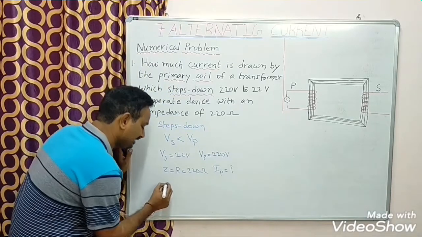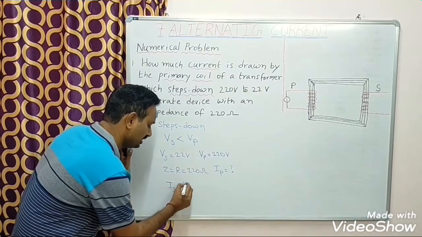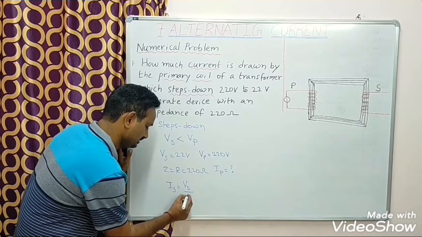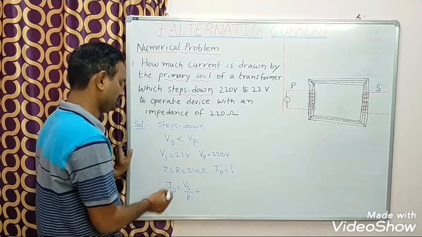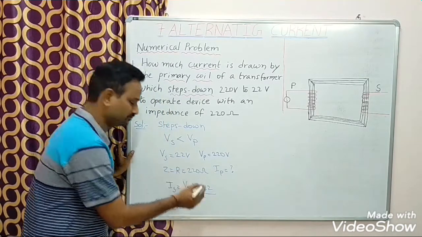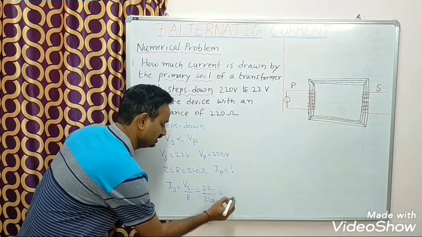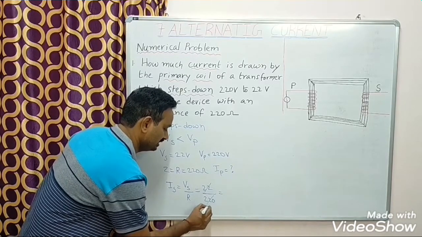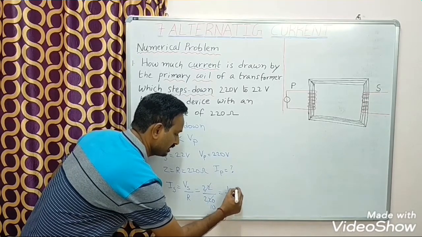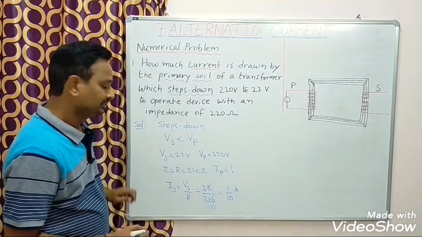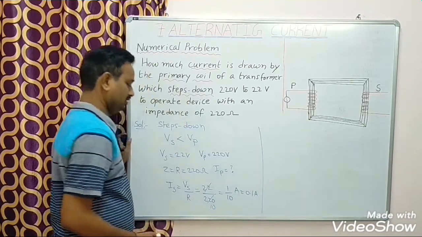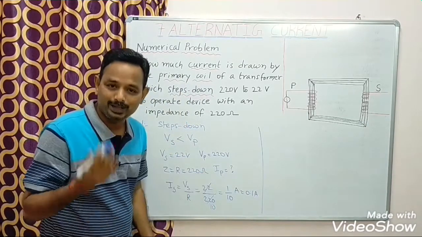Current in the secondary coil is equal to voltage in the secondary coil by resistance. That is voltage in the secondary coil, 22, by resistance, 220 ohm. That is equal to 22 by 220. Ten times, you get 1 by 10 ampere, that is equal to 0.1 ampere. Now I will calculate the current in the primary coil.